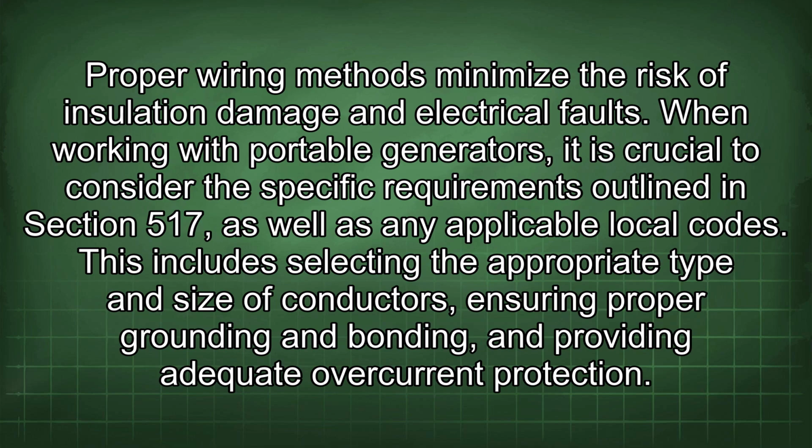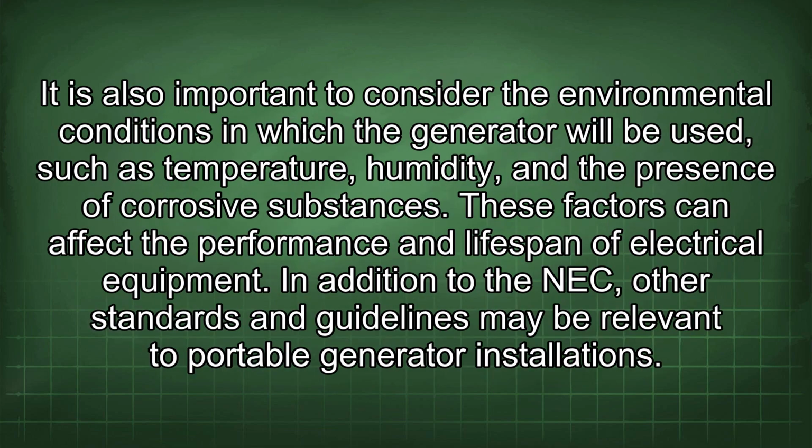When working with portable generators, it is crucial to consider the specific requirements outlined in Section 517, as well as any applicable local codes. This includes selecting the appropriate type and size of conductors, ensuring proper grounding and bonding, and providing adequate overcurrent protection. It is also important to consider the environmental conditions in which the generator will be used, such as temperature, humidity, and the presence of corrosive substances. These factors can affect the performance and lifespan of electrical equipment.